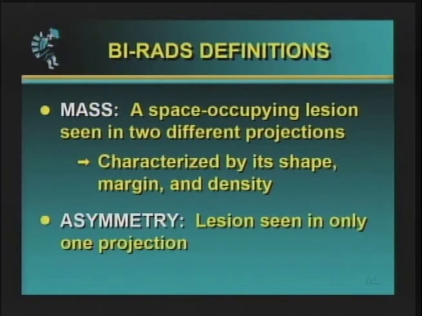And as I mentioned, an asymmetry, on the other hand, is a lesion that's seen in only one projection. So a true mass, in terms of the descriptors that are applied to it, is one that is seen in two different projections.